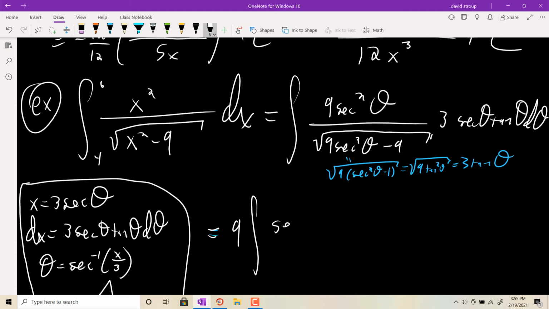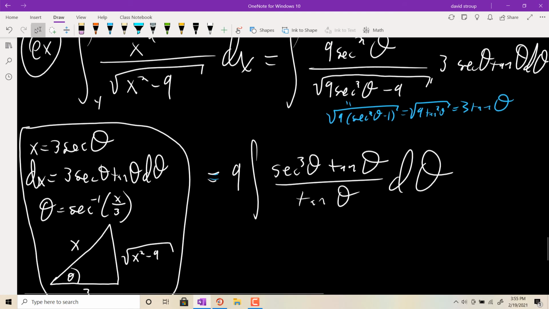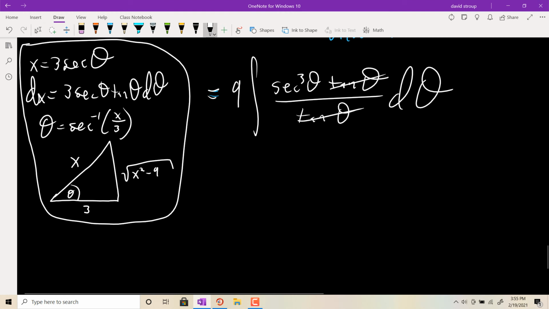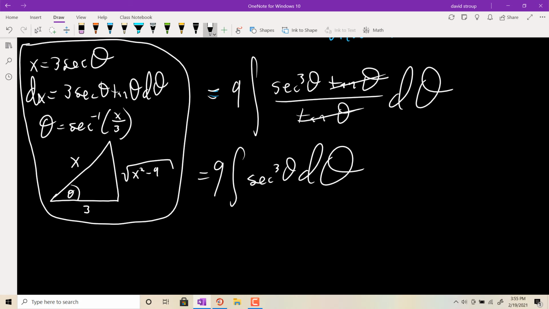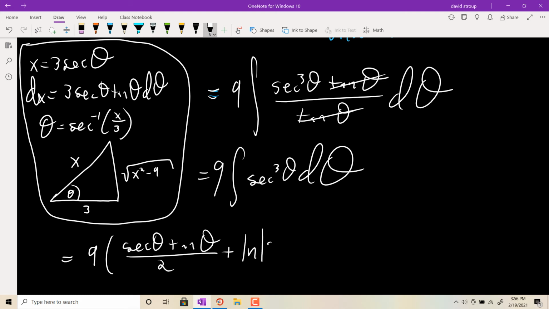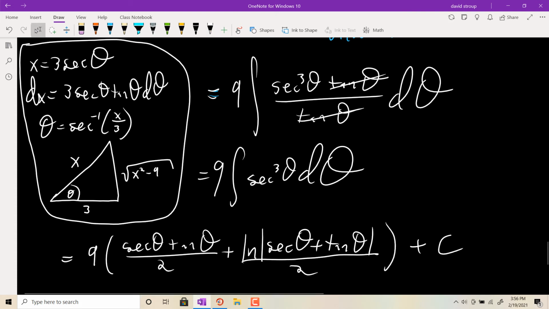Integral of, in the top, secant cubed theta tan theta, all over tan theta, d theta. Okay. And then we can simplify, and we end up with one of these nastier integrals. I did this integral at the end of the integration by parts video. At the end of the day, this turns into 9 times secant theta tan theta over 2 plus the natural log of the absolute value of secant theta plus tan theta over 2. And then plus your integration constant.